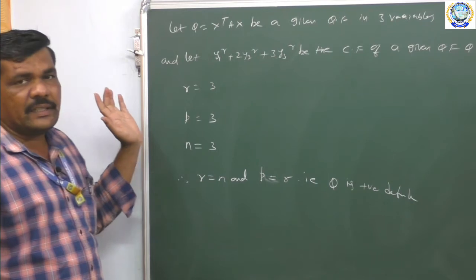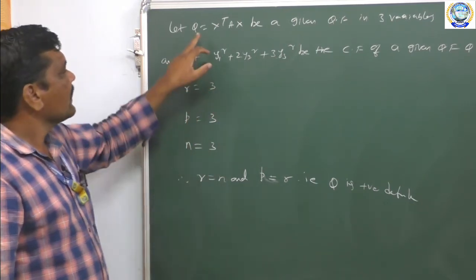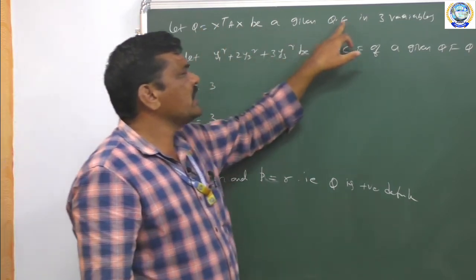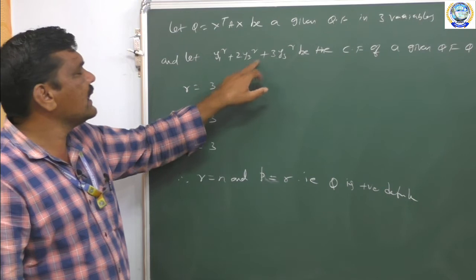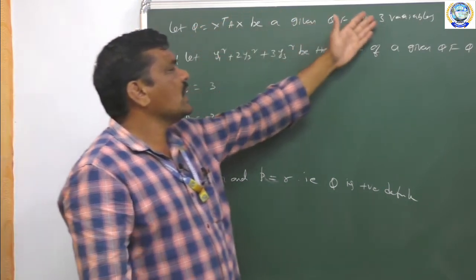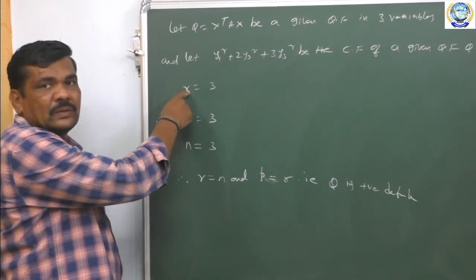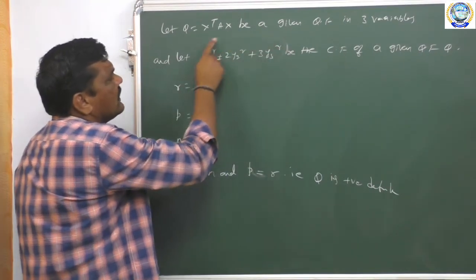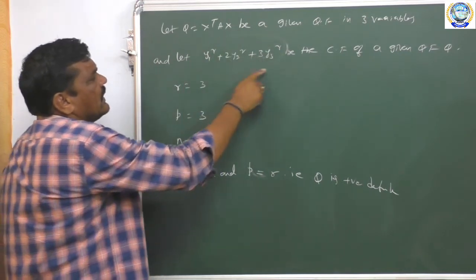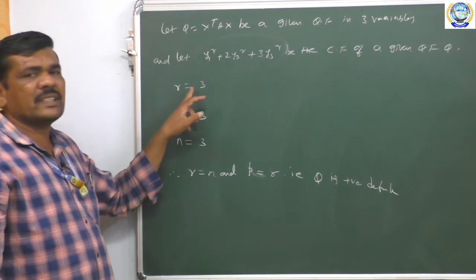Now, to identify the nature of the quadratic form, let us use the following example. Let Q = X transpose AX be a given quadratic form in 3 variables, and let this be the canonical form of the given quadratic form Q. In this, we observe that r is the rank of the quadratic form Q, that is the number of non-zero terms in the canonical form of Q. Here there are 3 non-zero terms, so the rank of the given quadratic form Q is 3.